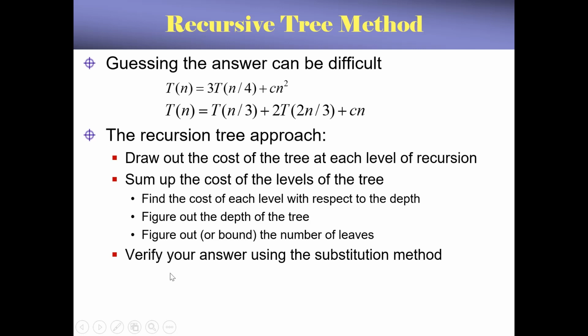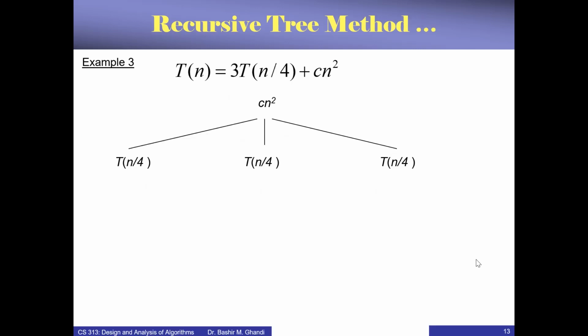So once you do that, you still have to verify your answer using the substitution method or using the master theorem method. So let's try and solve it, especially for the first example there. So this is our example. Suppose T(n) is 3T(n/4) plus cn². Can we solve this using the recurrence tree?